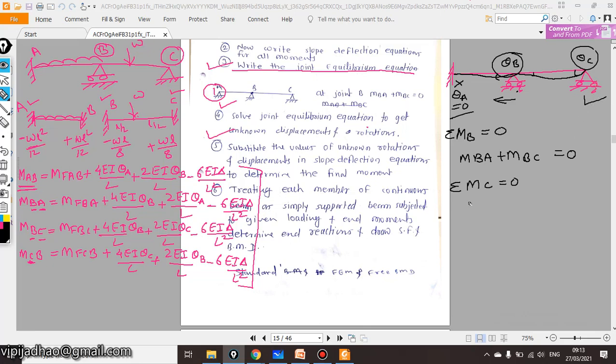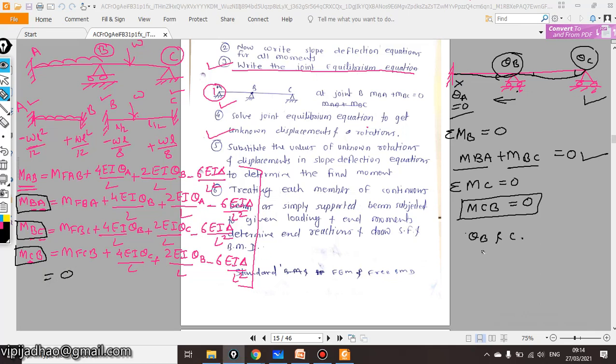We have to write down these two equations, that is MCB is equal to 0. Just put the values of MBA and MBC. We have already found out these values, and in this equation you will get one equation in terms of theta B and theta C. Again write down MCB equal to 0; we have already found out the equation for MCB, just equate this with 0. You will get two equations in terms of theta B and theta C. Just solve these two simultaneous equations using your calculator and you will get the values of theta B and theta C.